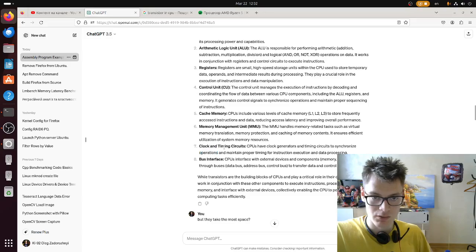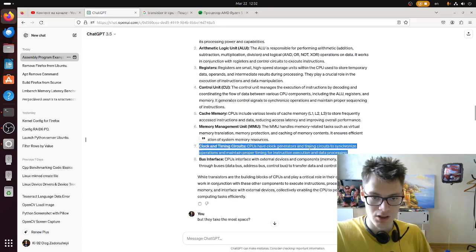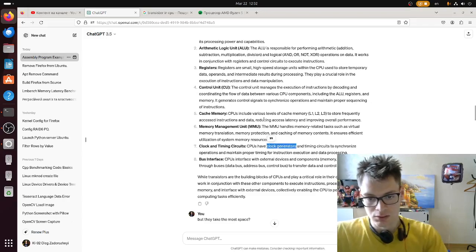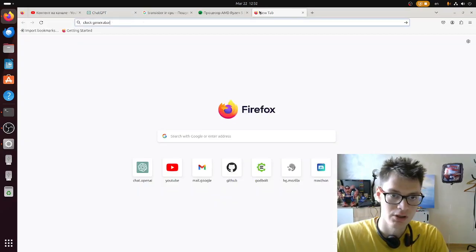Okay, so I have two questions. What is a transistor and how does it work, and what are clock and timing circuits? CPUs have clock generators. Oh my god. Clock generator. What is a clock generator?